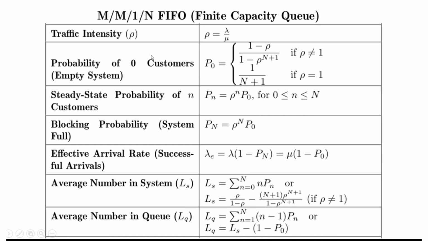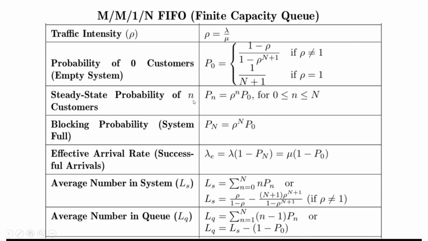Probability of 0 customers, its symbolic expression P0, is the formula. It means the probability that the system is completely empty. You can see the probability of n customers in the system under steady state conditions. Pn is the notation. The formula will be P suffix n equals rho power n times P naught, for n equals 0, 1, 2 up to capital N, the capacity. It means the probability of having exactly n customers in the system.